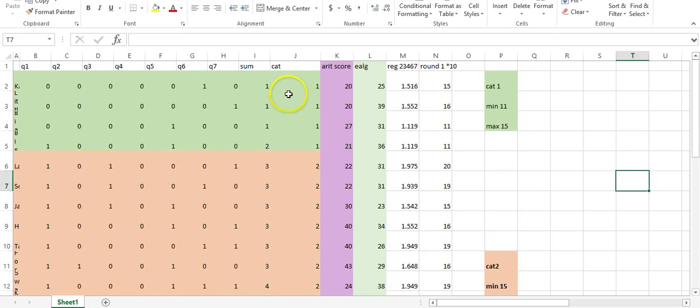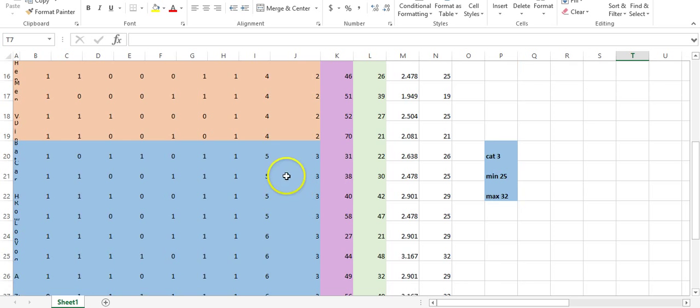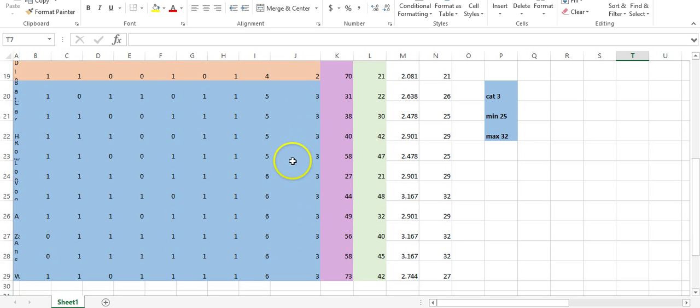And what's kind of nice is I had their arithmetic score and their EAlgebra score as well. Okay, so if they got the question wrong, it's a 0. If they got it right, it's a 1. I have the sum, the total number of questions out of 7 they got right. And then I split them into categories. So category 1 is this green. They got 1 or 2 questions right, so these are super low performing. 3 or 4 questions right is category 2, and 5 or 6 questions right is category 3.